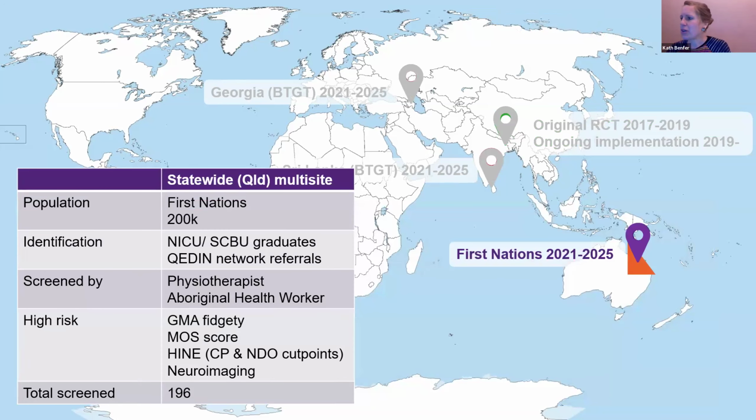Then in First Nations Australia, so this is a statewide multi-site project that we've got happening at the moment, but it's limited to our First Nations or First Peoples of Australia. And we've really identified these not through community methods, but through, again, the NICU graduates, as well as an early detection network that we have operating across the state. But we have trained up Aboriginal health workers as one of the key points of contact with the family to really promote that engagement and connection.